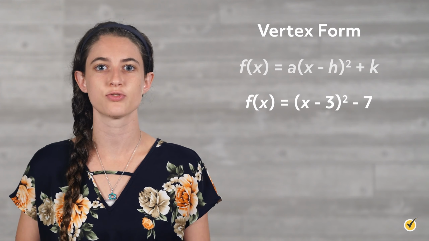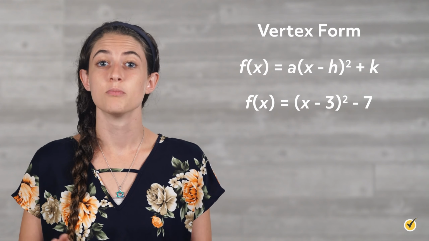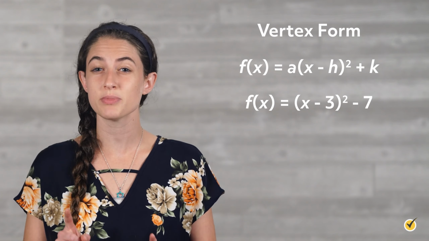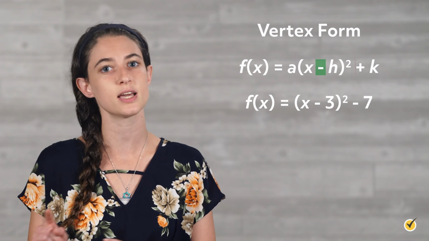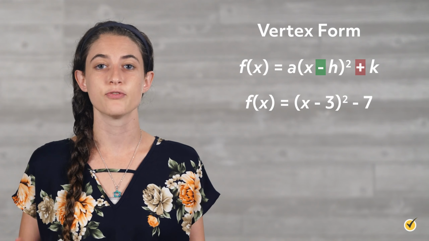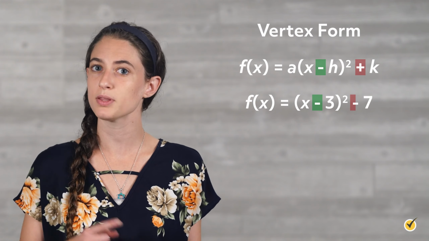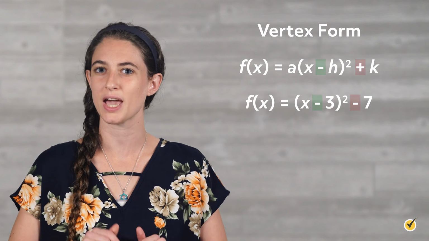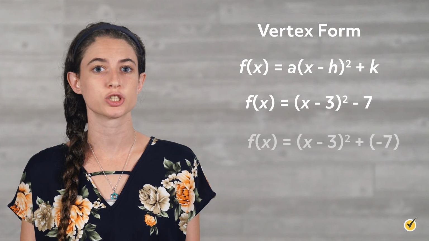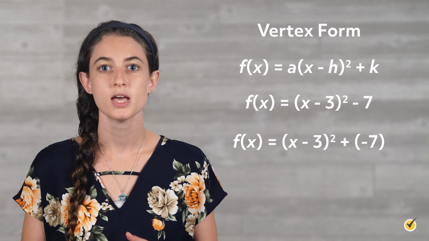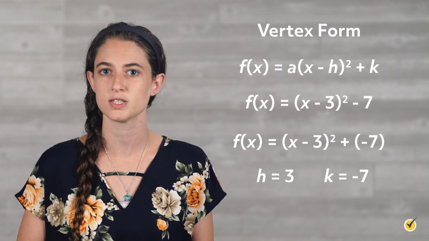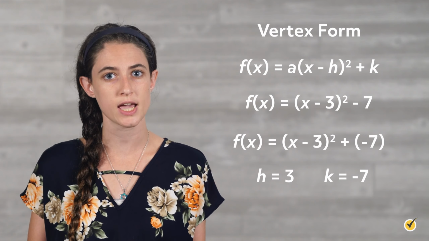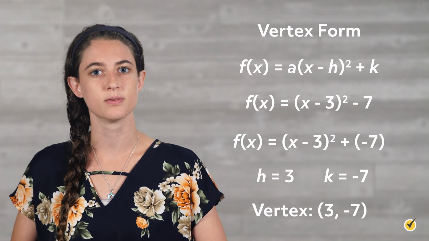Here's our general vertex form equation again. Before we extract our h and k, we need to make sure our signs are correct. There should be a subtraction sign inside our parentheses and a plus sign after it. In the function, the subtraction sign is right, but the plus sign isn't. But that's okay, we can simply rewrite the subtraction as adding a negative. Now that we have our signs correct, we can see that h equals 3 and k equals -7. So our vertex, (h, k), is equal to (3, -7).